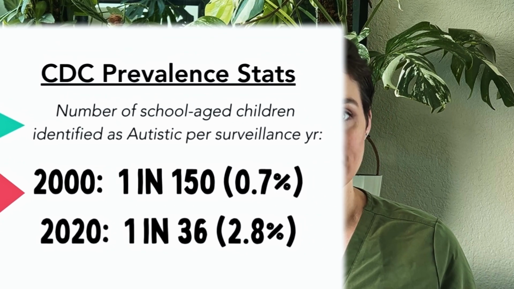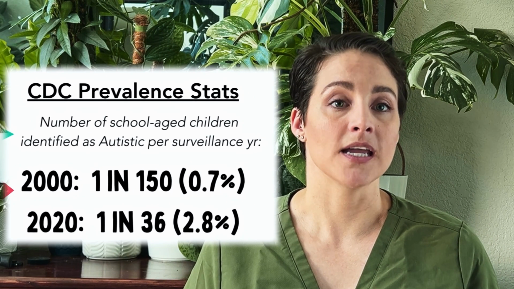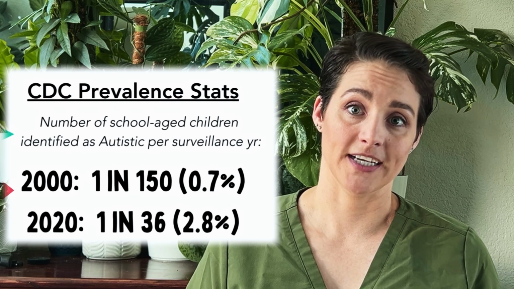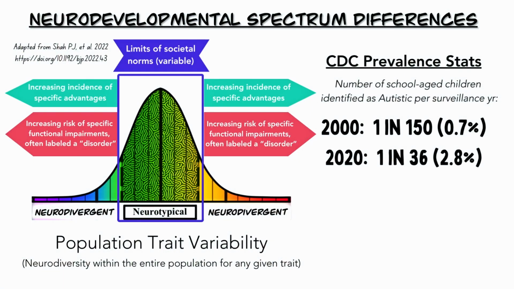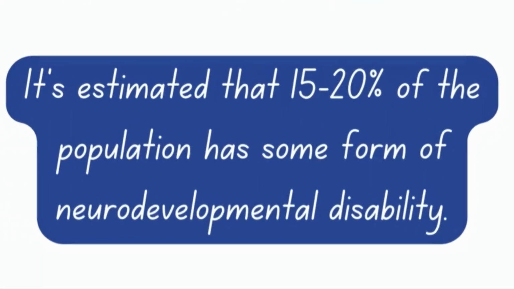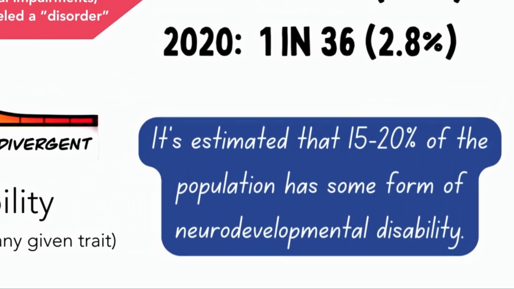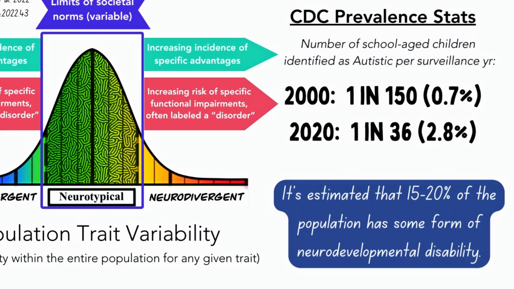As of the latest surveillance data, which is from 2020, 1 in 36 children were identified as autistic, or nearly 3% of the population. I don't think that this means that there are suddenly way more cases of autism. I just think it means that we're getting way better at recognizing the patterns of the neurodivergence. I've seen a variety of sources estimate that around 15 to 20% of the total population has some form of neurodevelopmental disability, and I feel like that makes a lot of sense when you're looking at who we label as disordered.